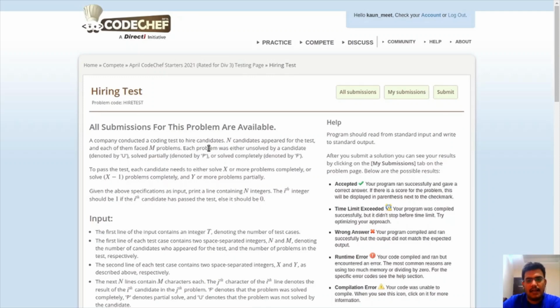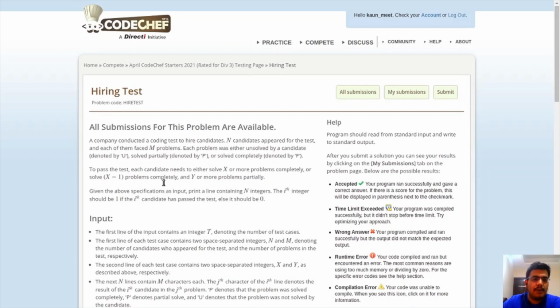Each problem was either unsolved by the candidate, denoted by U, solved partially, which will be denoted by P, or it could be solved completely, which will be denoted by F. Now, in order to pass the test, each candidate needs to either solve X or more problems completely or solve X minus 1 problems completely and Y or more problems partially.